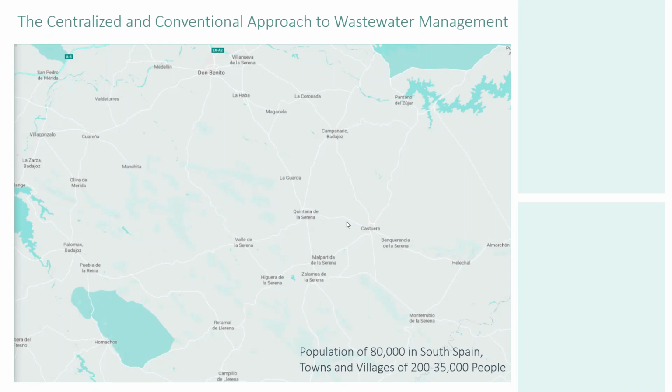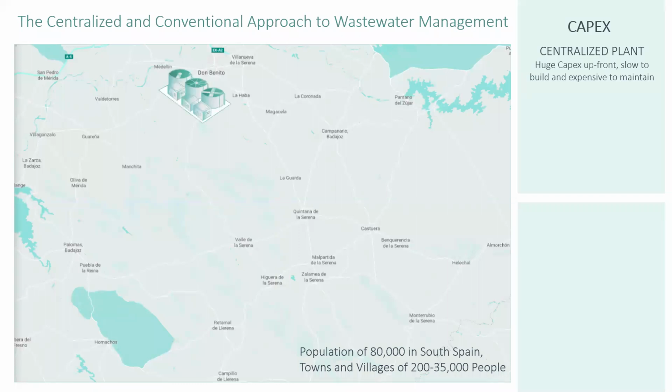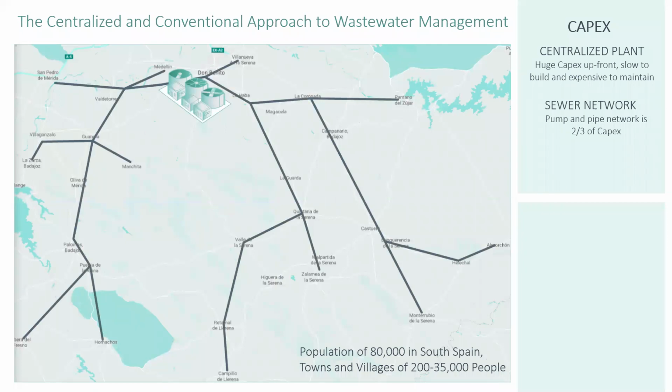So start with the conventional approach, where there would be one big central plant. The plant is, of course, associated with an investment, but what some people are forgetting sometimes is that the collection system for the sewer network might cost 2 to 3 times the cost of the plant, and this is actually the major cost item in a centralized wastewater treatment plant.